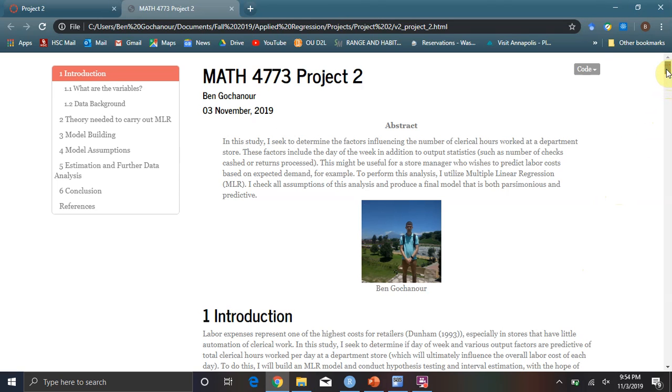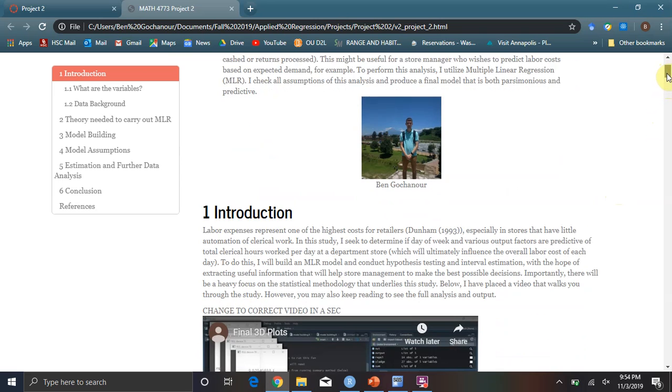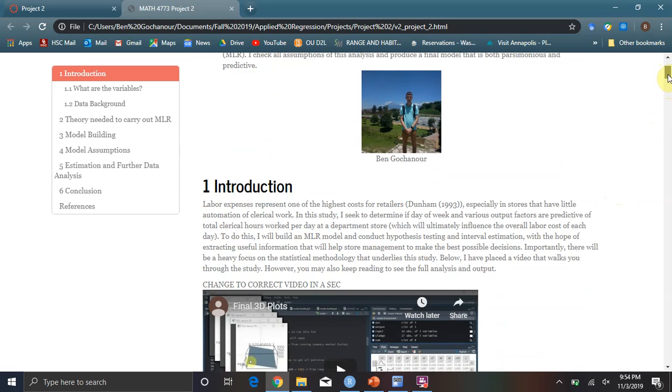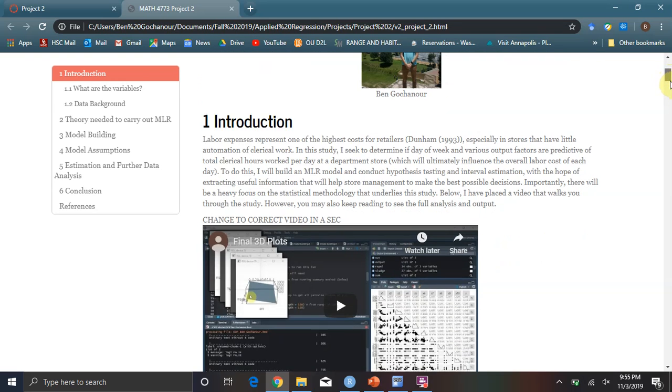So we start out with an abstract and introduction like usual. I chose to use the clerical data set from the textbook. Here we're using several X variables to predict the clerical hours worked in a day at a department store. We have one categorical X variable, that's going to be day of week, as well as several quantitative X variables.